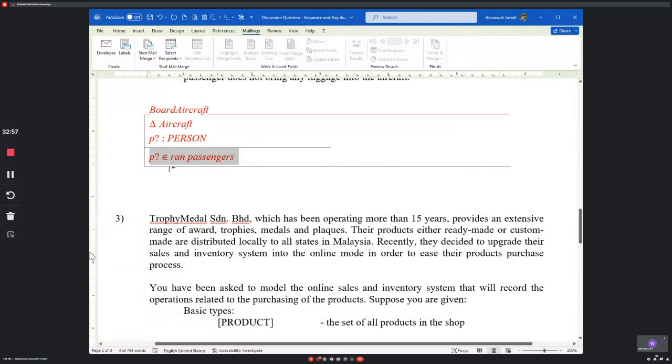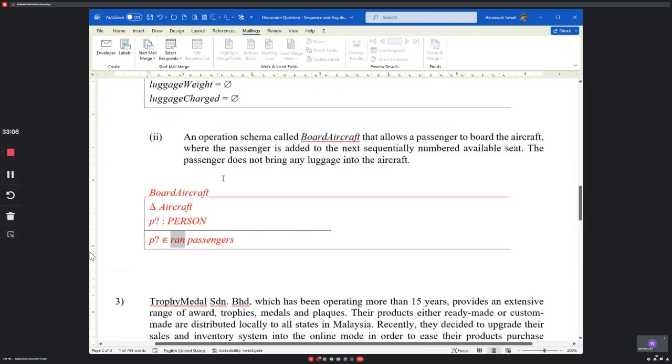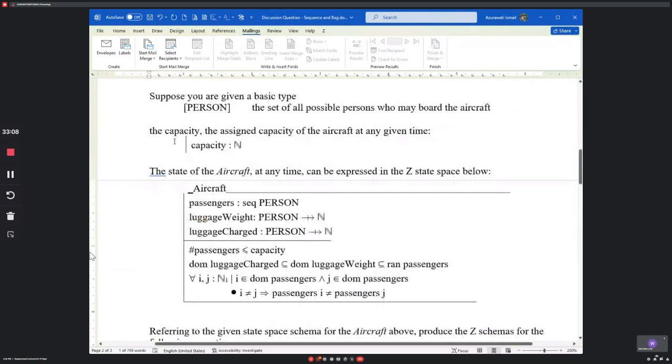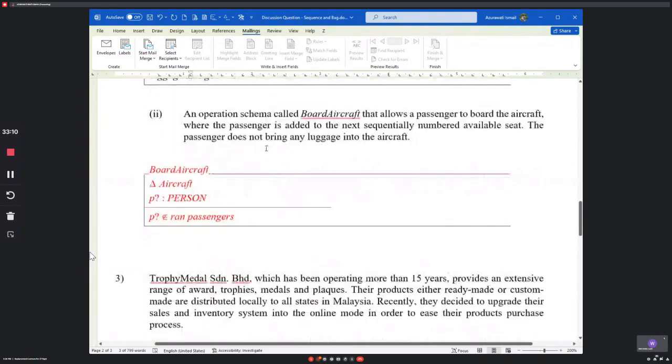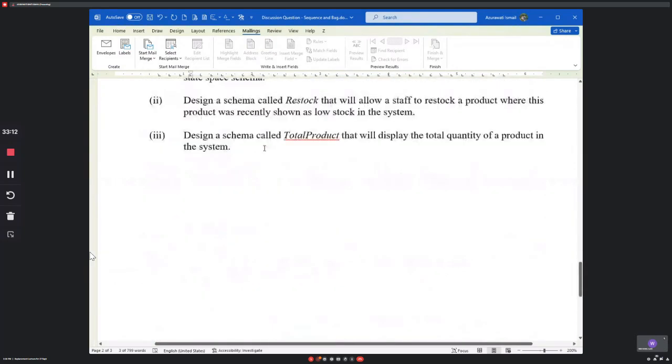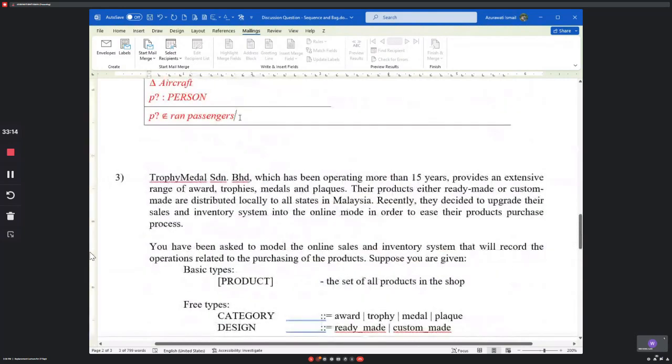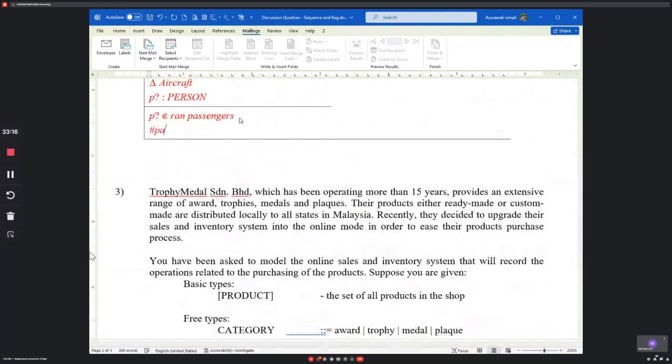Okay, so that's why for this one, we are looking at the range data of our passenger. And then, like I told you just now, we cannot exceed the capacity. So for a sequence, you can just use hashtag passengers. You can just use hashtag only, similar to a normal function that you have done before.